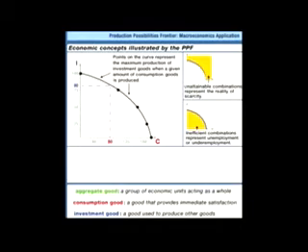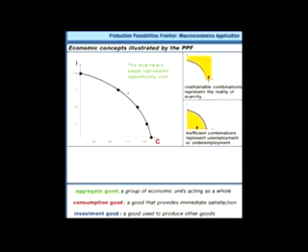The downward slope of the production possibility frontier reminds us of opportunity cost. If you want more consumer goods, that is, if you want to move outward on the horizontal axis, you have to move downward on the vertical axis. To get more consumer goods, you have to give up investment goods. There is a trade-off. More of one good means necessarily less of another.